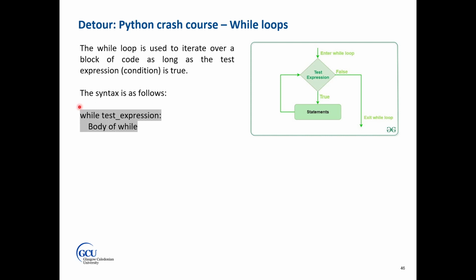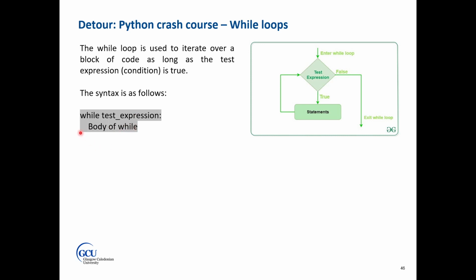And the syntax in Python is actually very simple. We write while, and then we write the expression to test, and then we write the body of the while, expressing what's going to happen once the test expression is true. And the body of the while can be many lines of code. It can be just one, or it can be many of them.